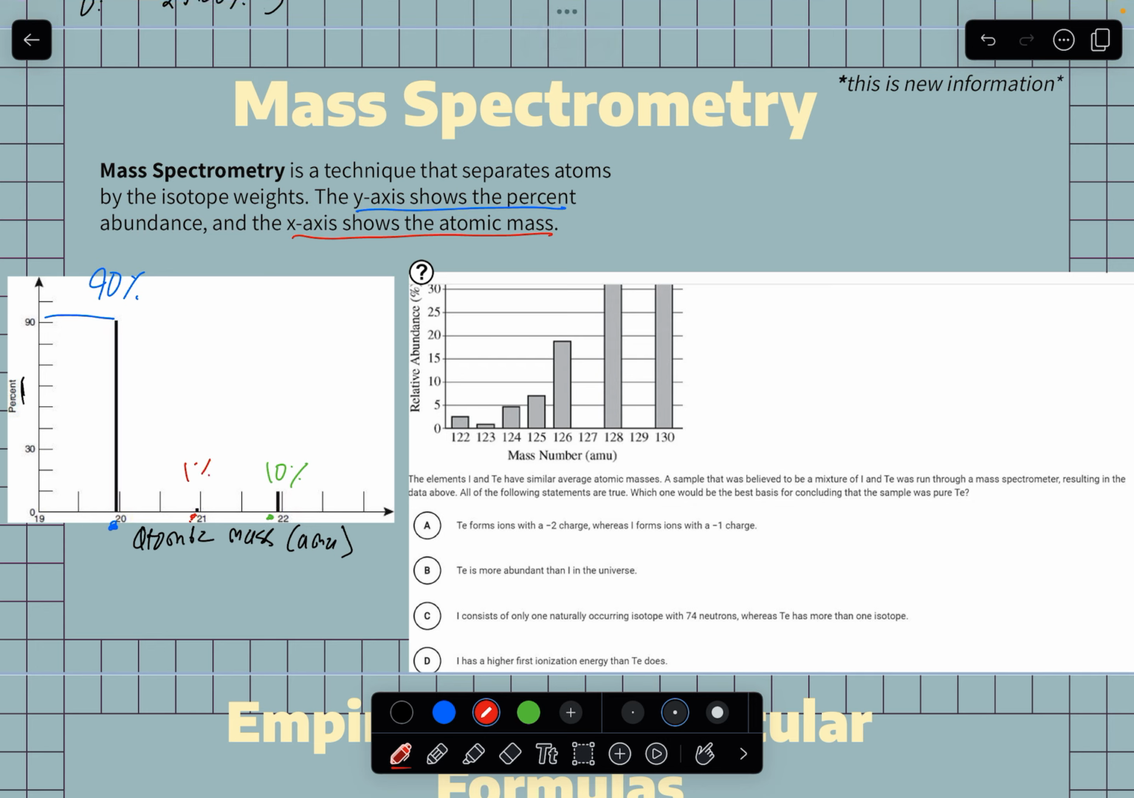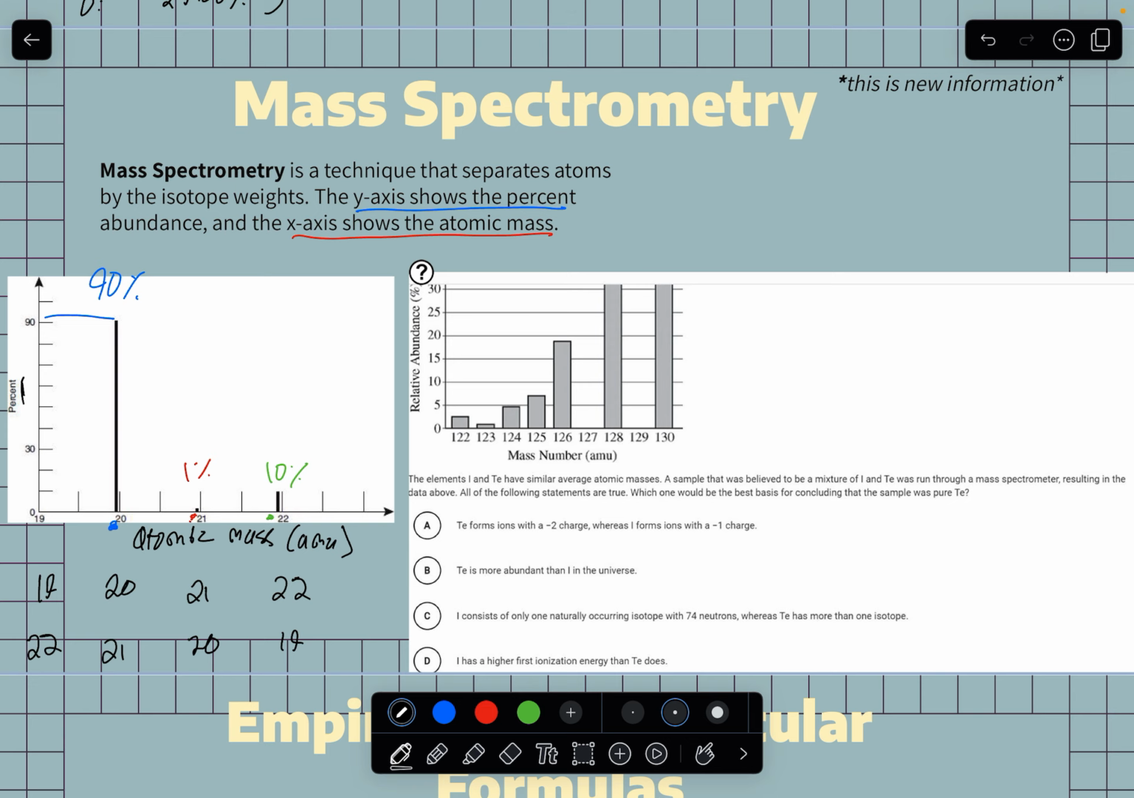Okay, so that's how you're going to read these graphs. When you're looking at graphs, whether it's mass spectrometry or whatever else, make sure you look at the axes first, because this one started from 19 on the left and went higher as you go to the right. Sometimes graphs will go the other way. It might have 19 on the right and go higher as you go to the left. So make sure you're reading your axes and know what the graph is saying before you answer the question.